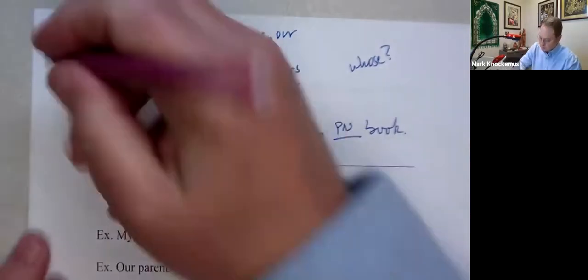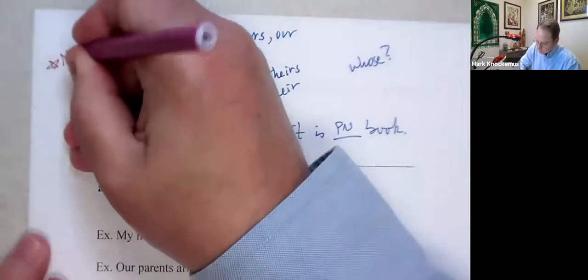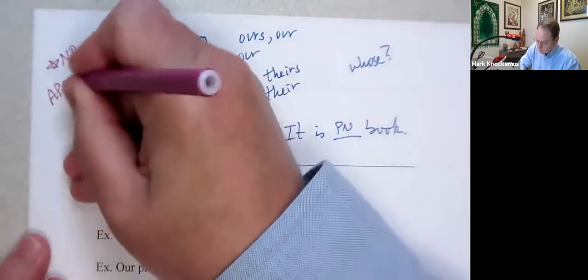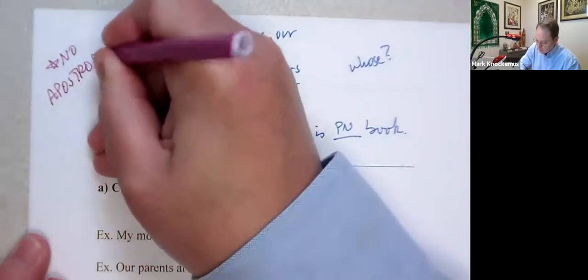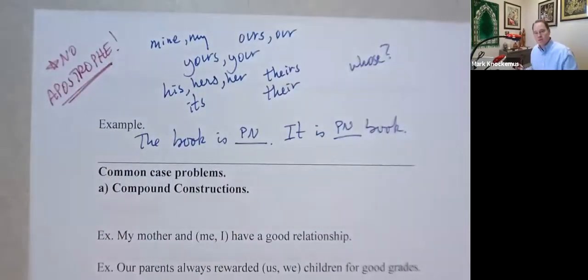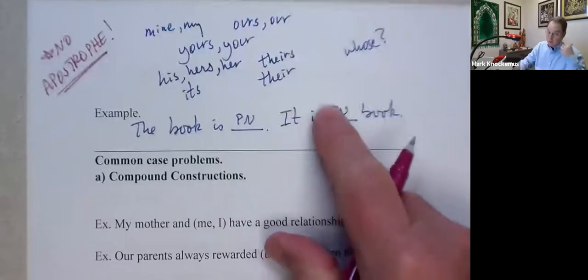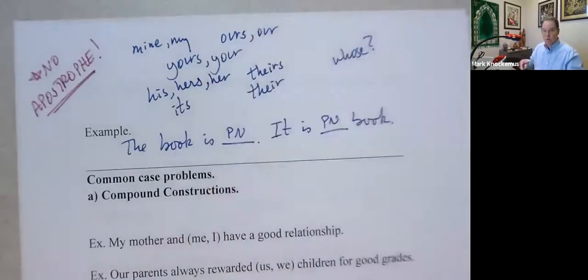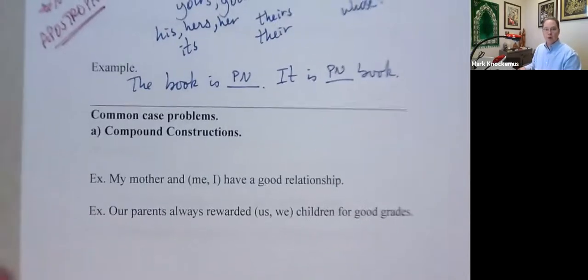Notice, no apostrophe is used with possessive pronouns. We use the apostrophe S with possessive nouns. So don't put apostrophe S on any of those pronouns. It's wrong.